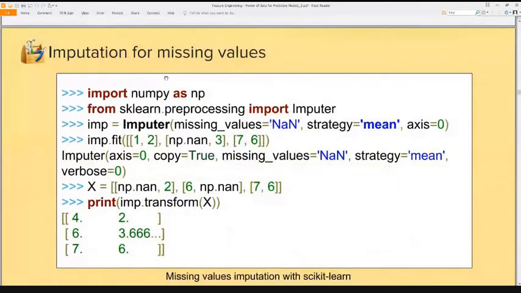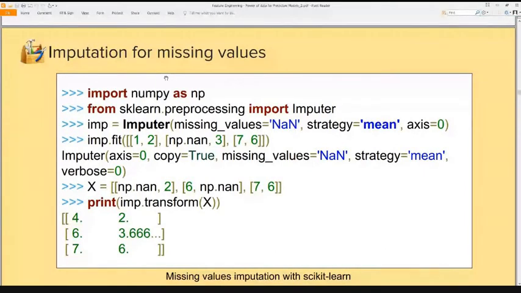So, am I making sense? Yes. Guys? Okay. Strategy equals mean, or I can put strategy equals mode.